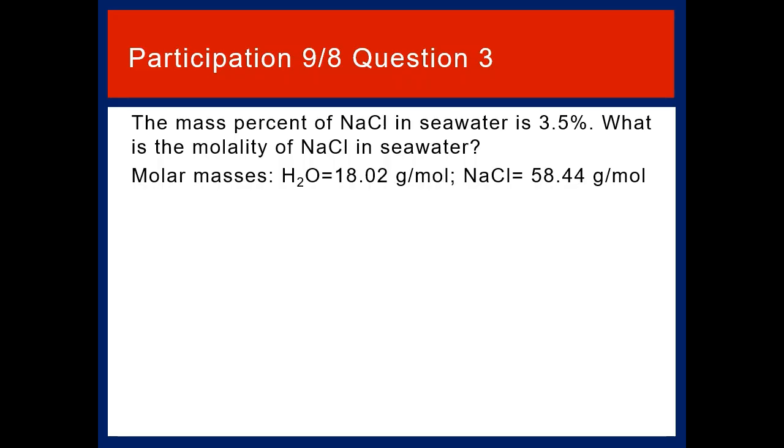Participation 9.8, question 3. The mass percent of NaCl in seawater is 3.5%. What is the molality of NaCl in seawater? We've got the molar masses: water is 18.02 grams per mole, and NaCl is 58.44 grams per mole. This is the third question on participation 9.8, due Tuesday, September 8th at 11:59 p.m. over on Blackboard. The link to the assignment is right below the document where these videos are posted. Again, the mass percent of NaCl in seawater is 3.5%. What is the molality of NaCl in seawater? You're given the molar masses for water and NaCl.